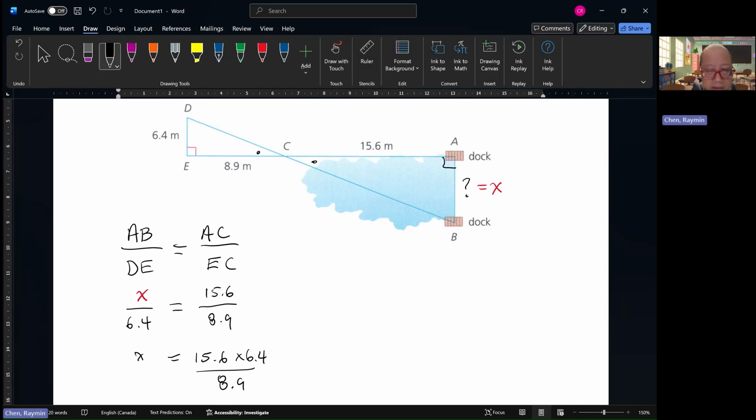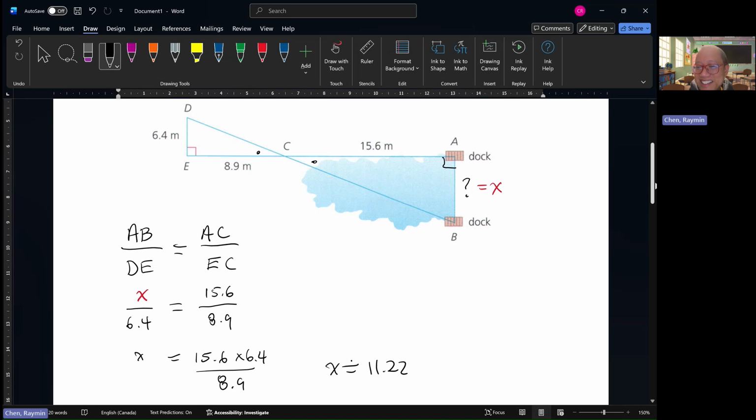I need a calculator. Hopefully this calculator is showing up on your screen. If not, feel free to just take your own calculator. That did not work. Oops, times 6.4 divided by 8.9. And X should be 11.22. I hope that is correct.